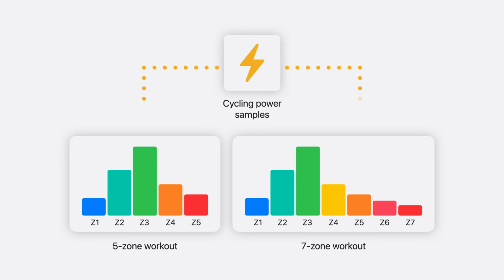Instead, make sure to normalize zones based on each workout's number of zones and their boundaries. Do this by taking the original samples on the workout, then sorting them into the appropriate number of buckets for your app. In this case, 7.